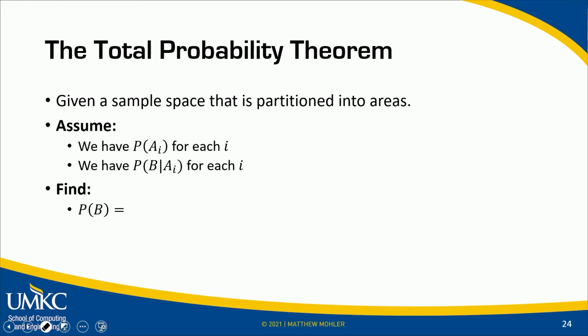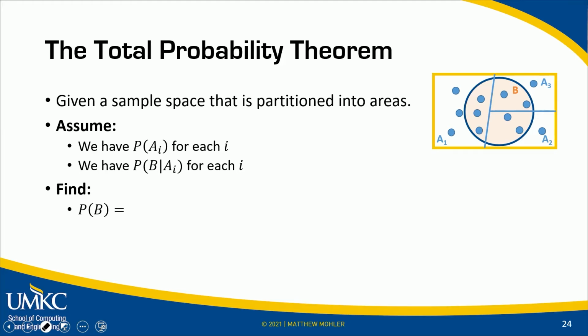Well, the probability of B would be the probability of B intersected with each of those individual partitions all summed together. Remember, the important part about a partition is that they can't overlap and that they can't share elements. But every element is included.